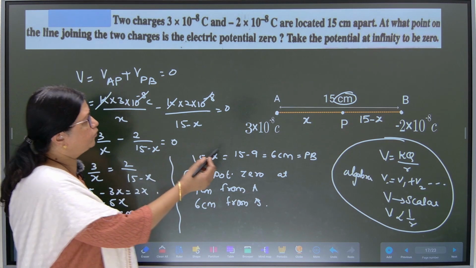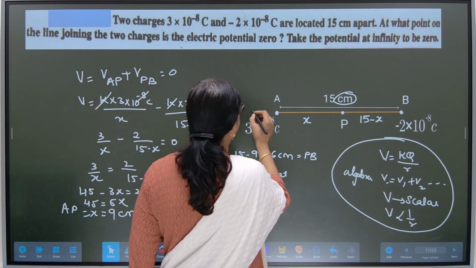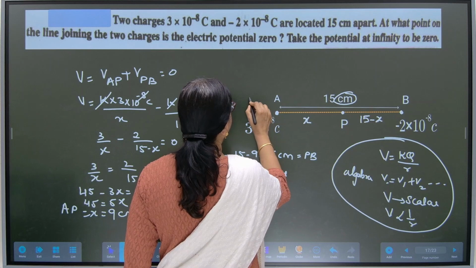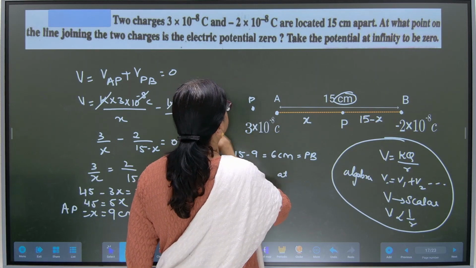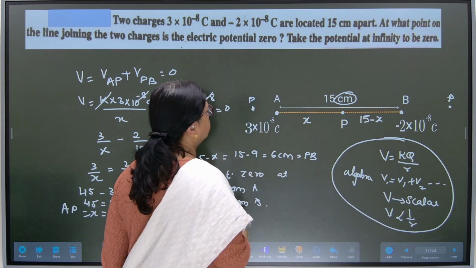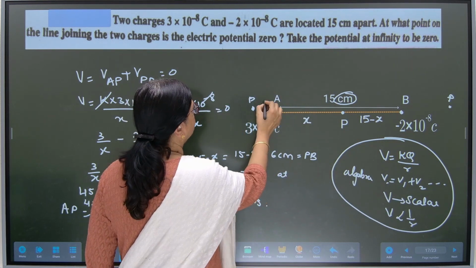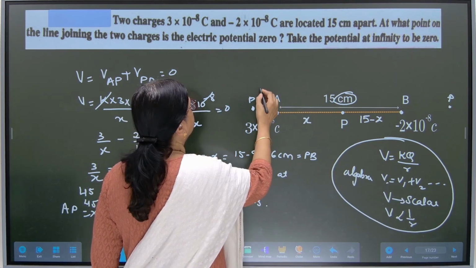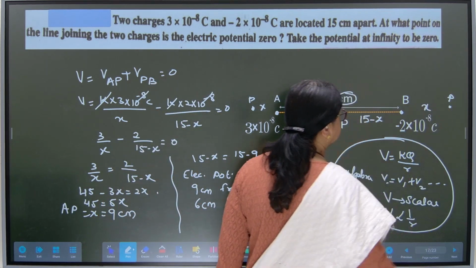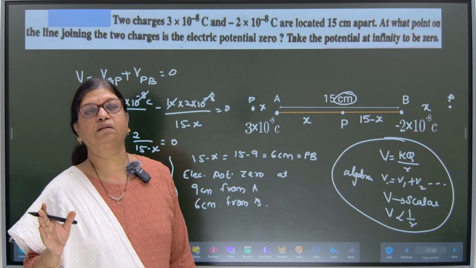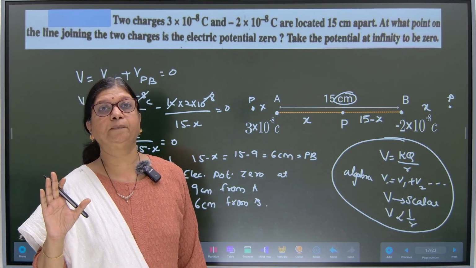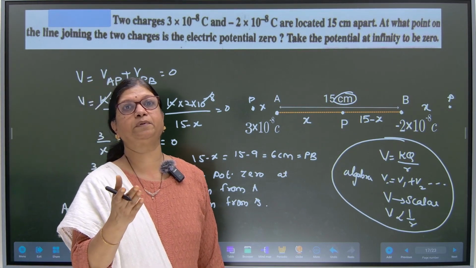Now in this type of question, the point P can be here also. Depending on the point P, if the point P is this side, then this becomes X. If the point P is that side, then this becomes X. You will get different answers for these different positions. Those also may be one of the multiple choice questions.